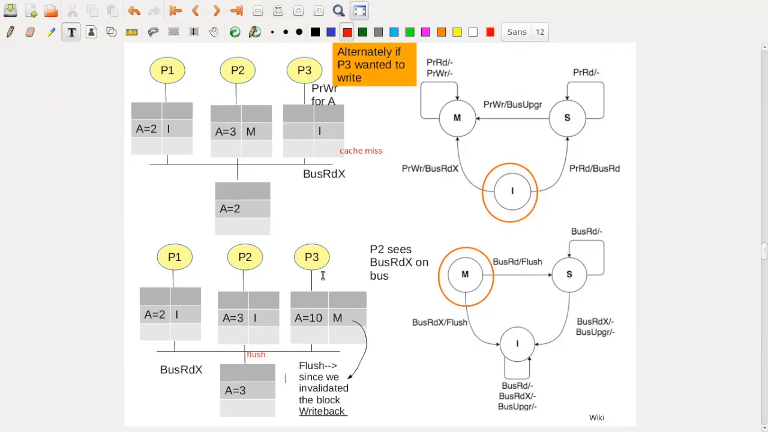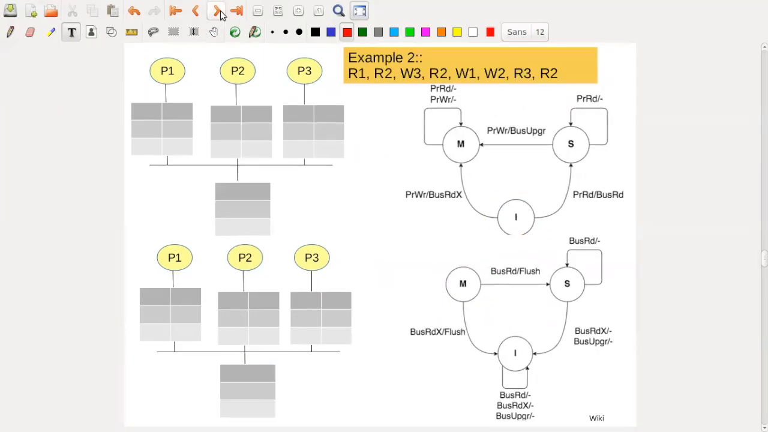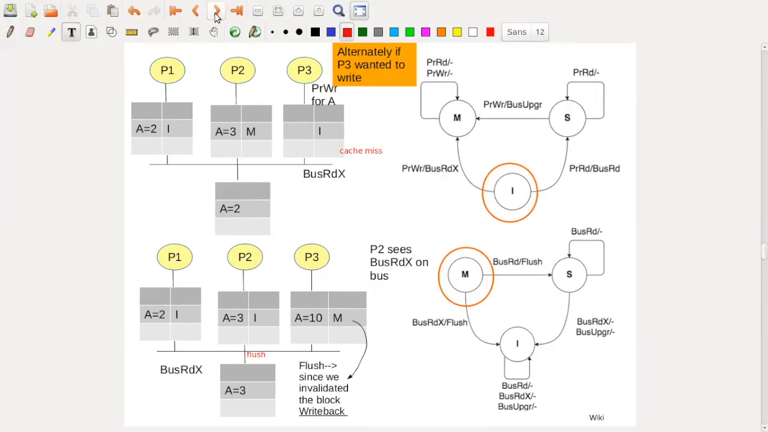While what is processor 3 doing? It is changed from I to M state, writing the latest value. So this is how the MSI protocol works. It's not too complex. You just need to have a logical way of thinking about which processor needs to access the data and which cache should have the latest copy, and so on.